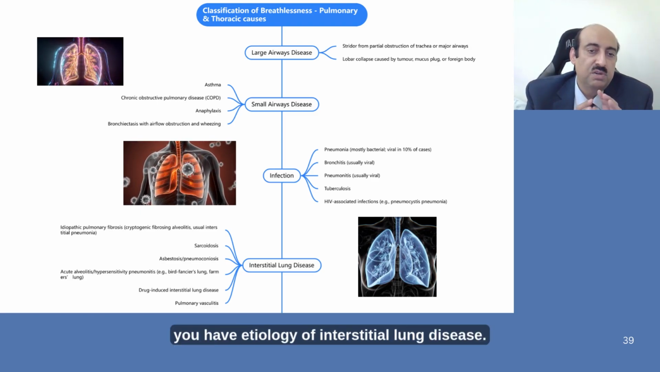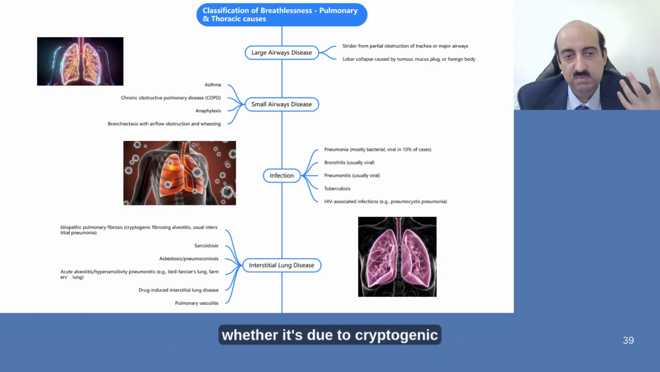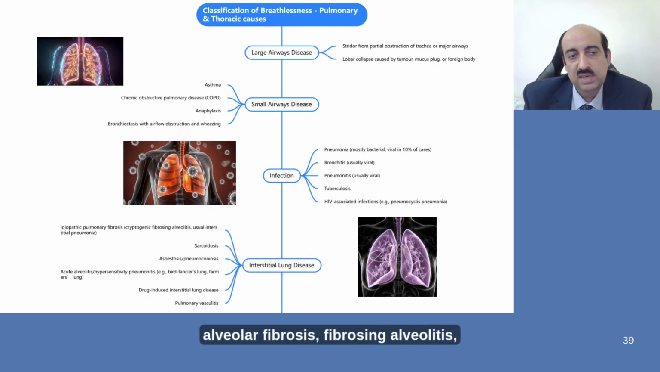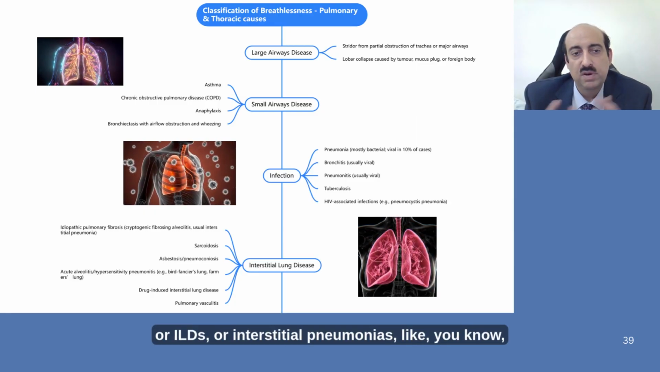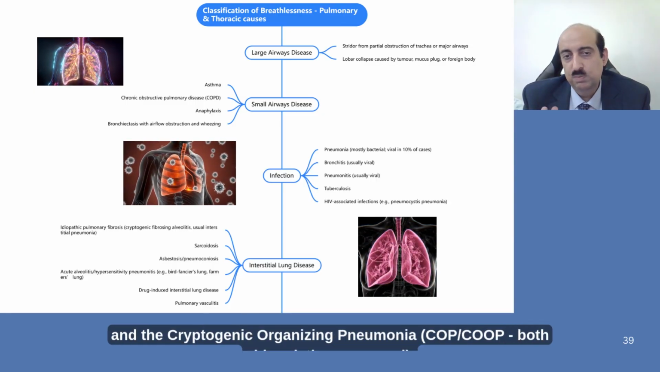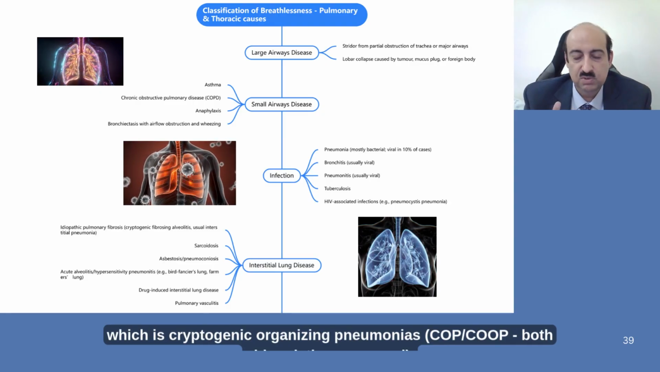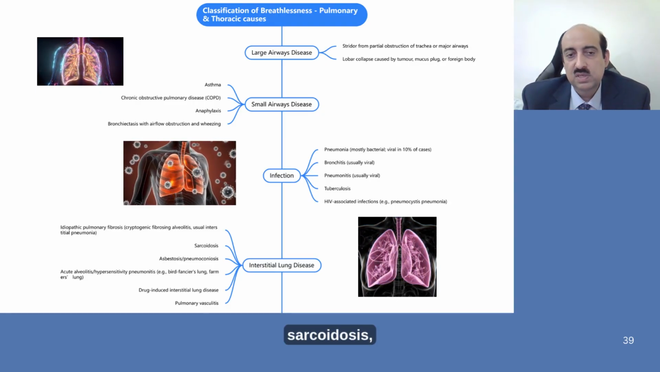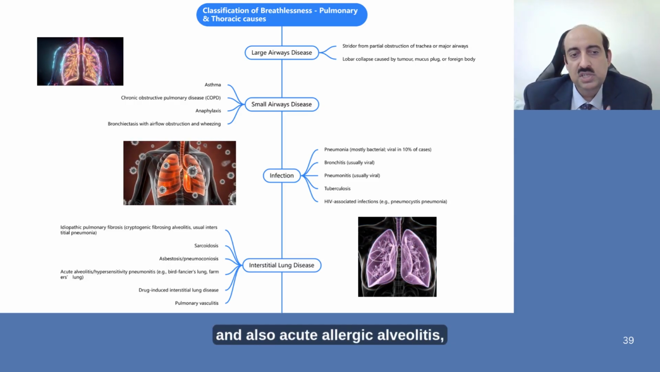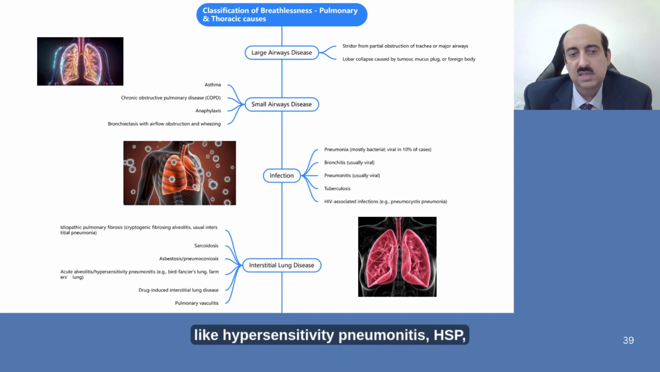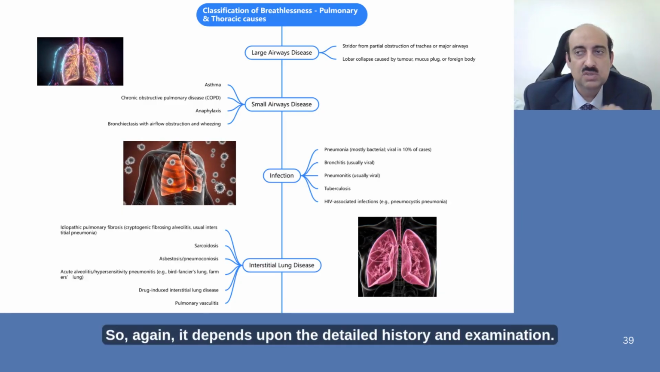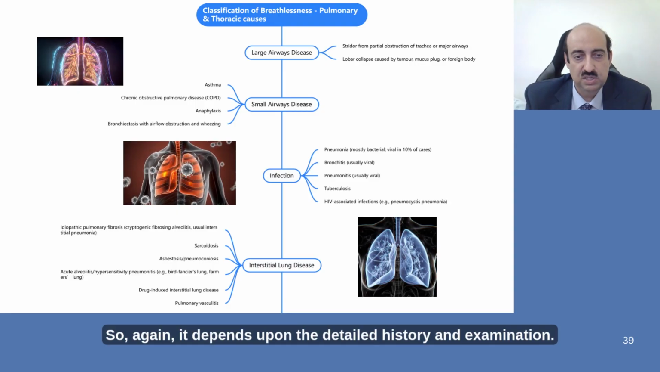Then after infections, you have etiology of interstitial lung disease. So anything which affects the interstitium, whether it's due to cryptogenic fibrosing alveolitis, or idiopathic pulmonary fibrosis, IPF, or ILDs, or interstitial pneumonias like bronchiolitis obliterans organizing pneumonia, BOOP, now cryptogenic organizing pneumonia, COP, sarcoidosis, occupational diseases like asbestosis and pneumoconiosis, and also acute allergic alveolitis like hypersensitivity pneumonitis, or bird fancier's lung, farmer's lung, all those conditions. Again, it depends upon the detailed history and examination.